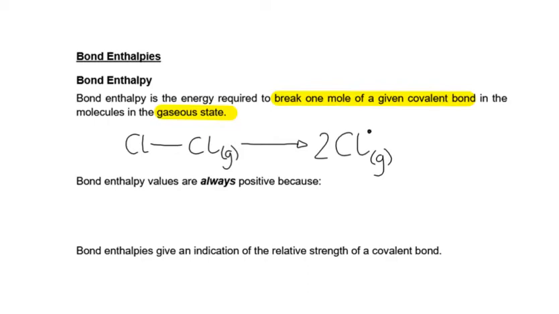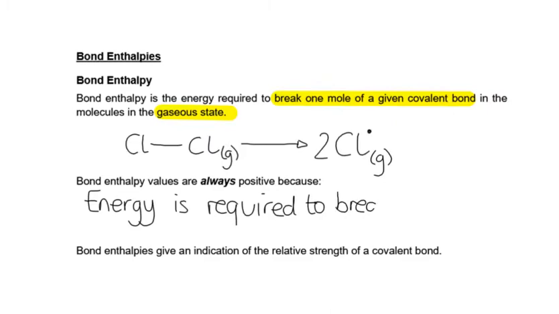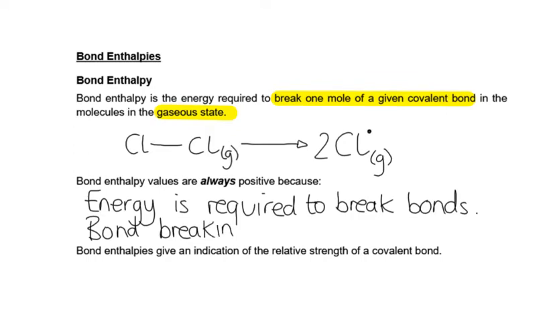There are always going to be positive values. Well, bonds don't just fall apart, otherwise they wouldn't exist. It takes energy to break bonds. So we're going to write that down. Energy is required to break bonds. At A-level we would say bond breaking is endothermic. That's a word we use for energy needed.